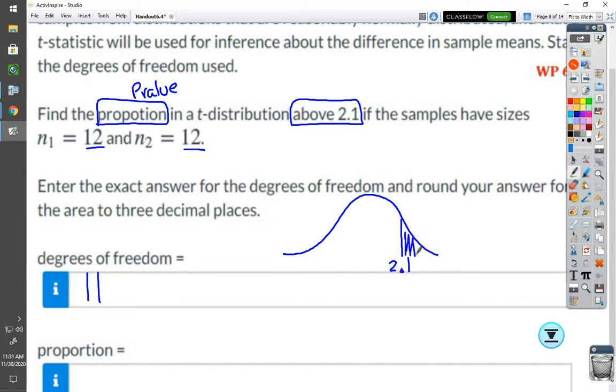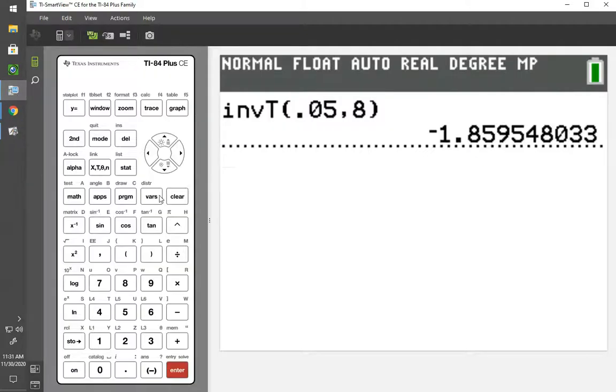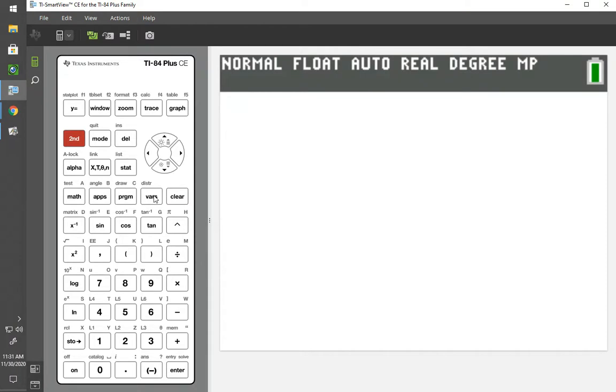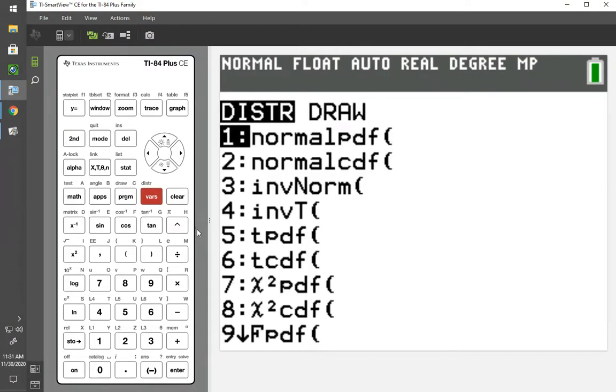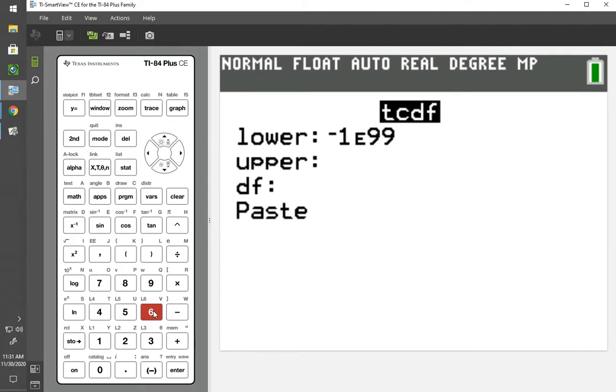2.1 is positive, and the area beyond 2.1 positive is going to 1E99. If it were negative, I would be going to the left, and I would be working from negative 1E99 up to negative 2.1. So again, for area, we're going back to our calculator. I bring up the calculator and I clear everything out. I go to second, distribution. This time I want the area, or number 6, for a TCDF. My lower number is 2.1, because remember we're working our way to the right. We're going with 1E99. Again, this is a super large number.